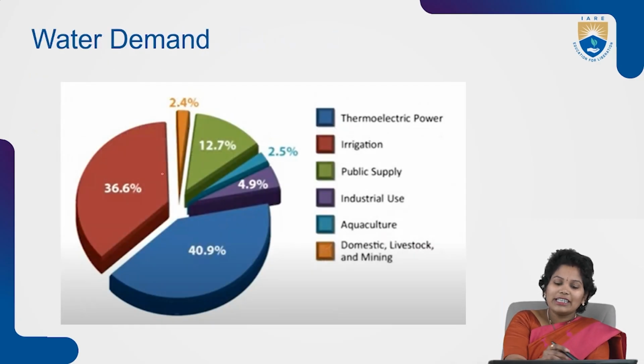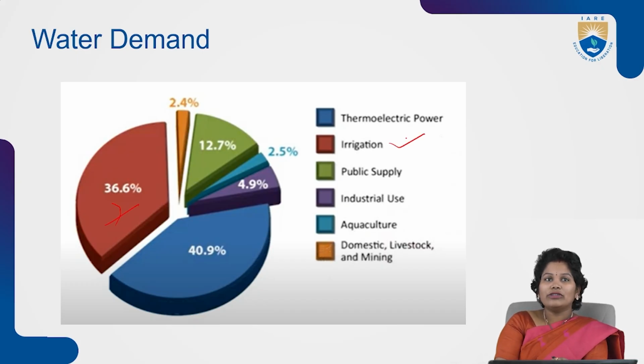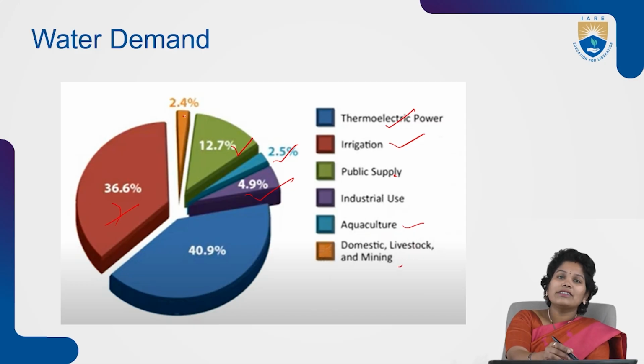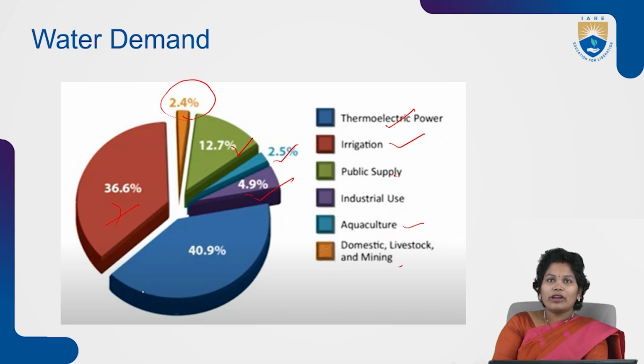Here is the water demand breakdown: 36.6% is for irrigation, and 40.9% is for thermoelectric power generation. Public supply is 12.7%, industrial is 4.9%, aquaculture is 2.9%, and domestic, livestock and mining is 2.4%. So this shows how various purposes consume water and how much is required for domestic purposes, aquaculture, industry, public supply, irrigation, and thermoelectric power. The maximum water is consumed by thermoelectric power generation, then irrigation, and the least, 2.4%, is domestic, livestock and mining.